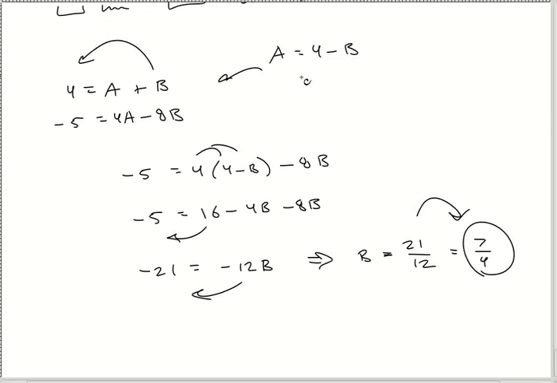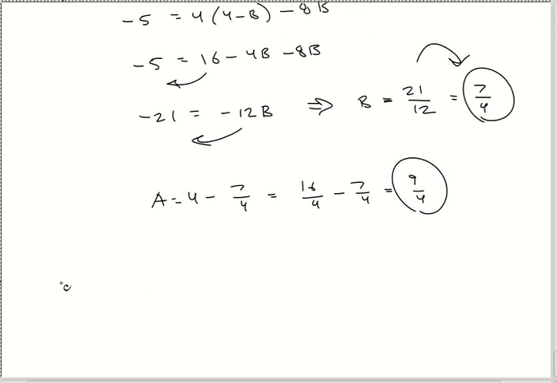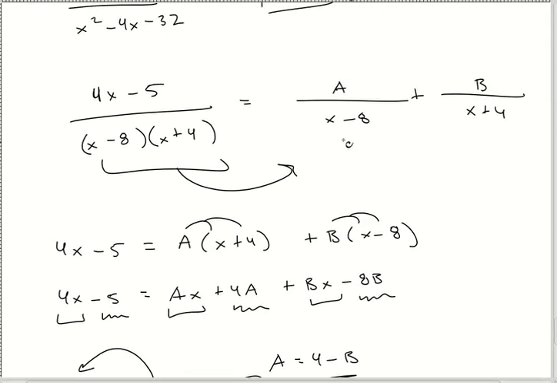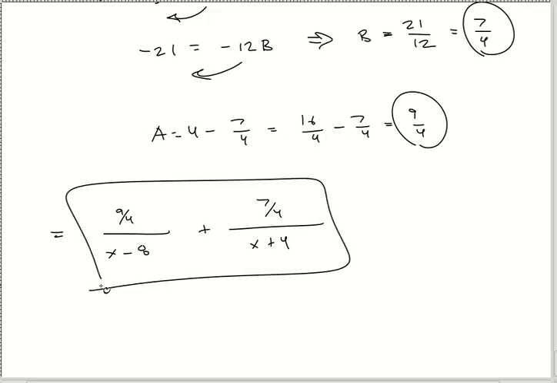And then finally, I already have my a here, and so my a is equal to 4 minus the 7 over 4. Again, that's going to be 16 over 4 minus 7 over 4 makes 9 over 4. Yep, and that's already reduced. So my final answer, let's go back to the format. We had the minus 8 and plus 4. We had the a and then the b. So the a was 9/4 and the b was 7/4. And that is your answer.